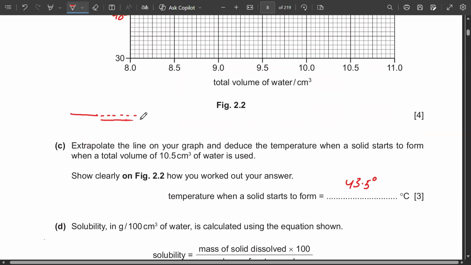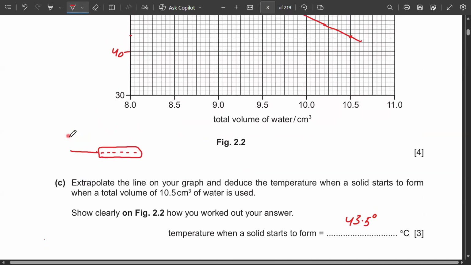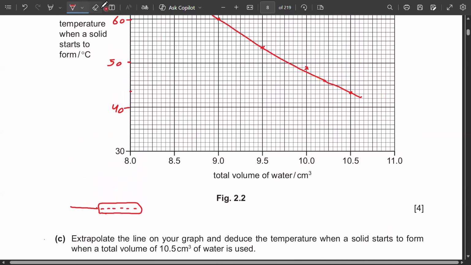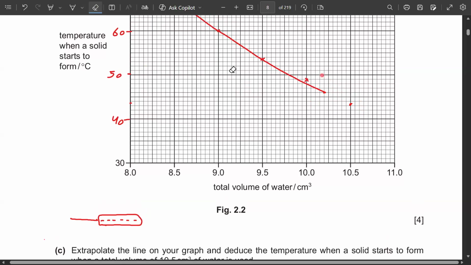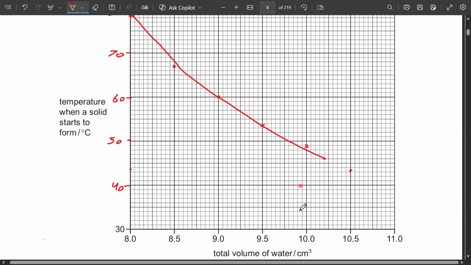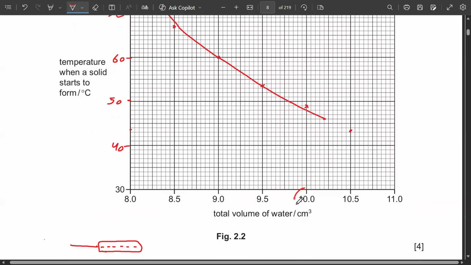This is called extrapolating, which is just to say you have to extend something, although it's not there, but you have to do it by yourself. So we remember from this graph that our line should have stopped at 10.0 centimeter cube. This was our last value. We do not have any data for 10.5 cm cube.